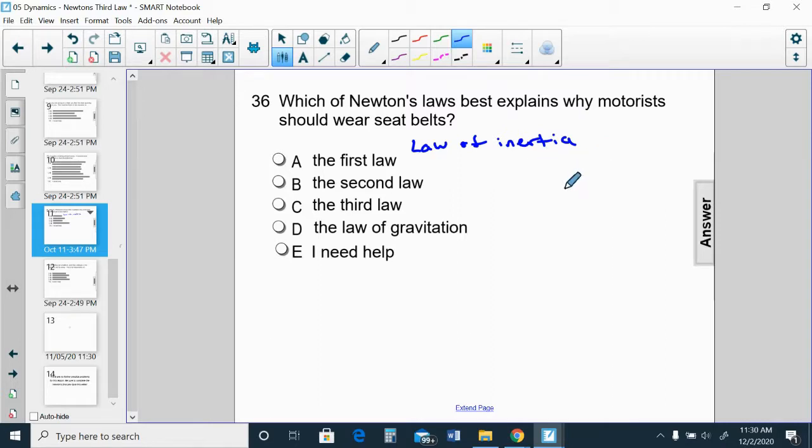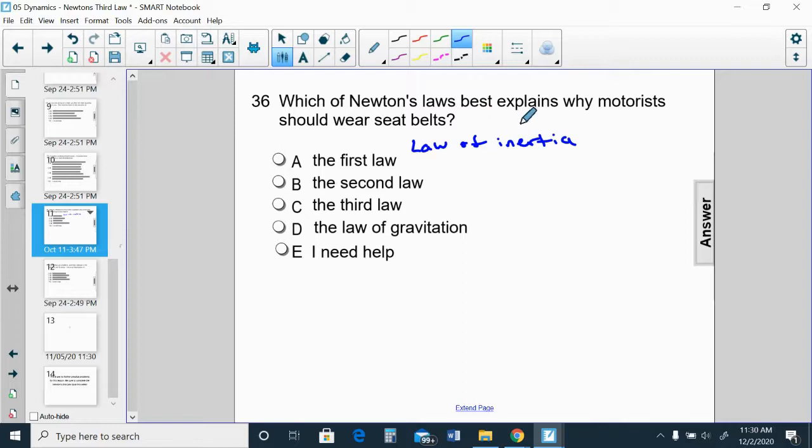In this example, let's say you are in a vehicle and you're not wearing a seatbelt, you are not anchored to that vehicle in any way. So whatever net force is acted on the vehicle will not apply to you. You are an object that is independent to the forces that act upon the vehicle.